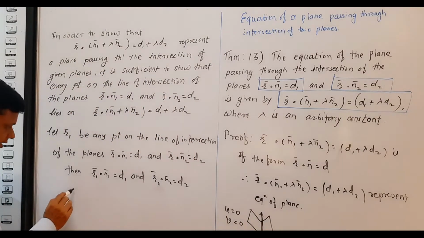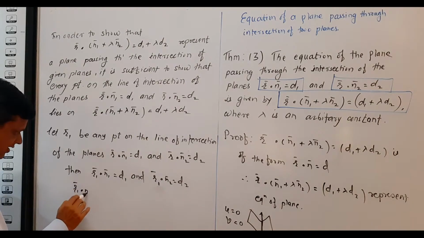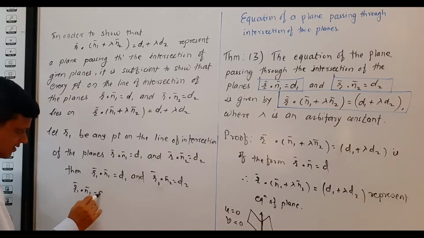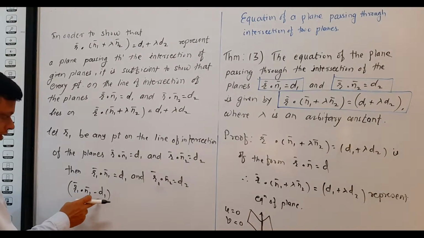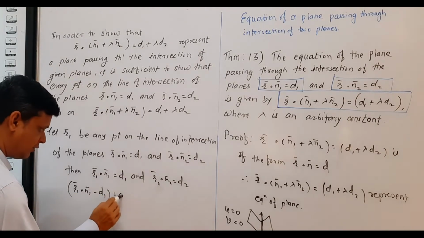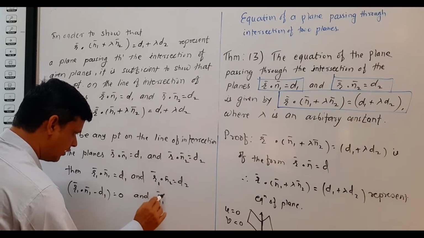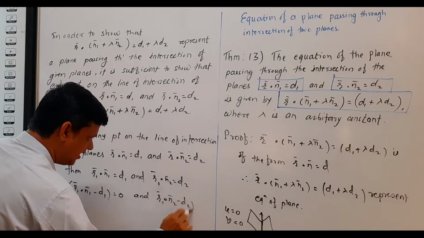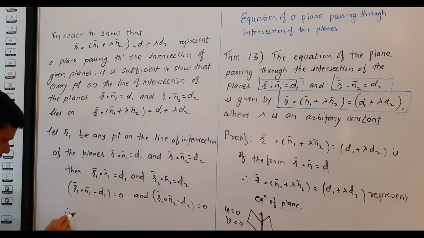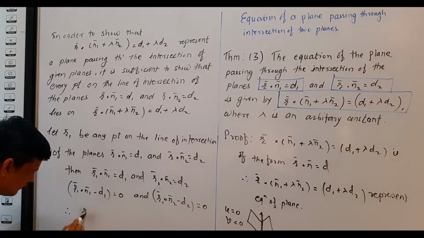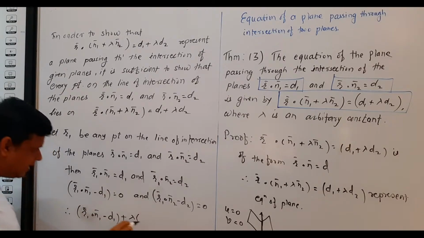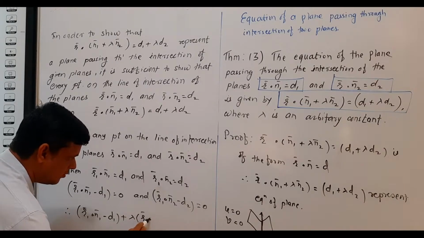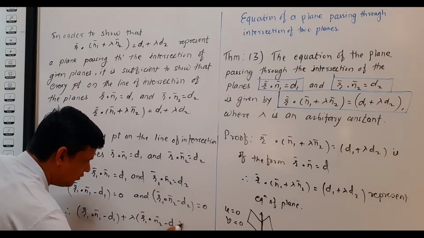So from this we write r1 bar dot n1 bar minus d1. If we shift this to left hand side, so we write r1 bar dot n1 bar minus d1 is equal to 0 and r1 bar dot n2 bar minus d2 is equal to 0. Therefore from this we write r1 bar dot n1 bar minus d1 plus lambda into r1 bar dot n2 bar minus d2 is equal to 0.